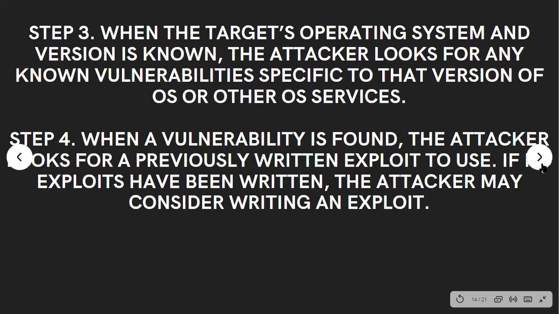Now, when the target's operating system and version is known, what kind of operating system is that? What version is that? When did the organization last update that particular OS? Once the OS and version are known, the attacker looks for any known vulnerabilities specific to that version of the OS or other OS services. Meaning to say, for example, if that is Windows 10, we would investigate and know the known vulnerabilities or known weaknesses of that particular OS. So Google will be your friend here.